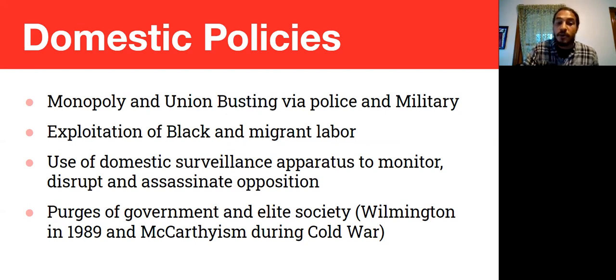We also had purges from the federal government in the form of McCarthyism during the Cold War. This also translated into things like the AFL-CIO purging communists. All of this was meant to just weaken the left in the entire country so that capital interests could be entrenched and protected.